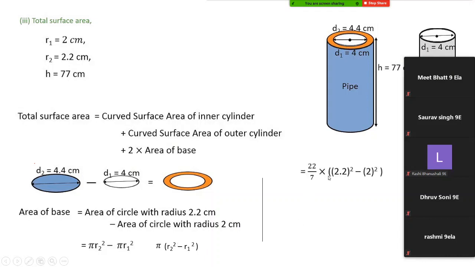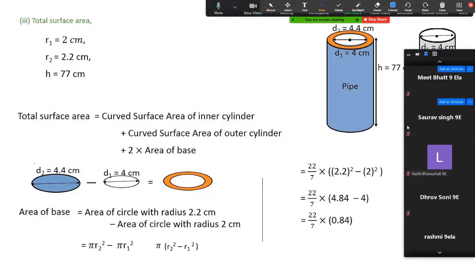Now you know what R2 and R1 are. 22 upon 7 into 2.2 whole square minus 2 square. That is 22 upon 7 into 4.84 minus 4. And this will get cancelled.